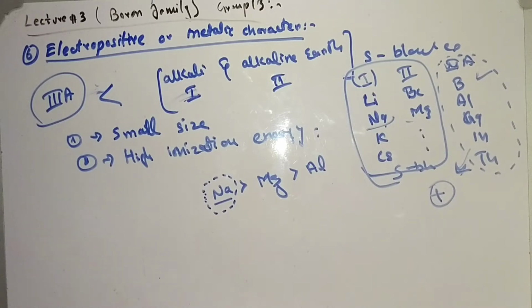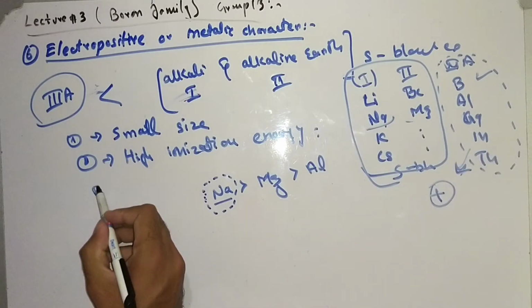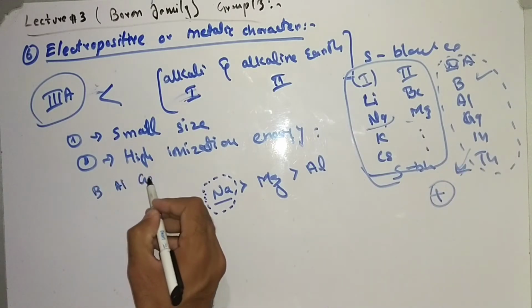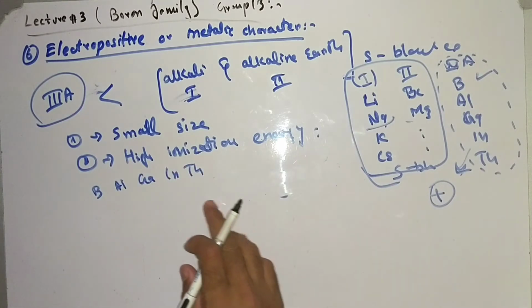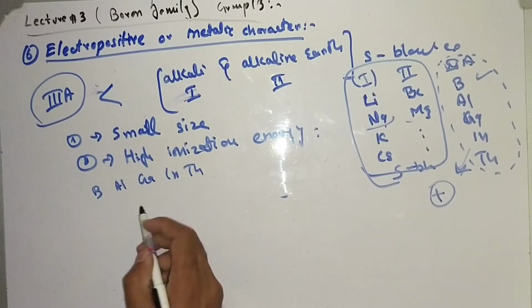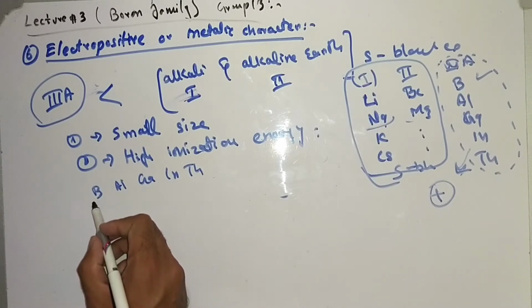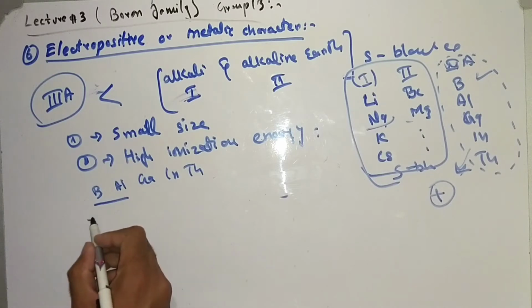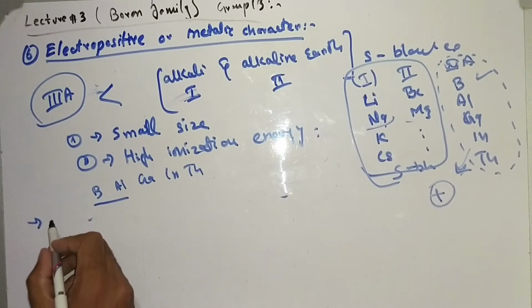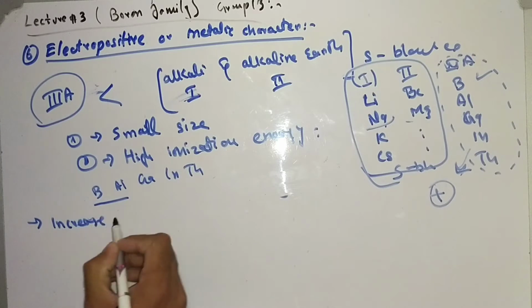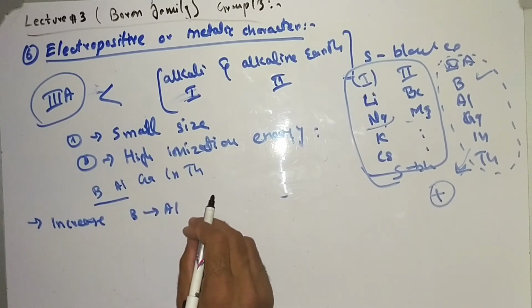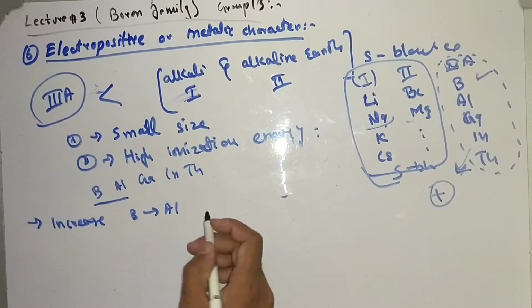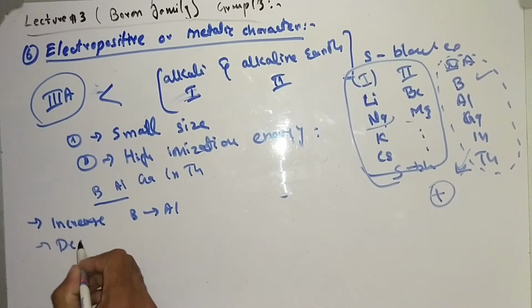Now in this group, from boron to thallium, that is boron, aluminium, gallium, indium, and thallium, the electropositive character increases from boron to aluminium. After that, it decreases from aluminium to thallium.